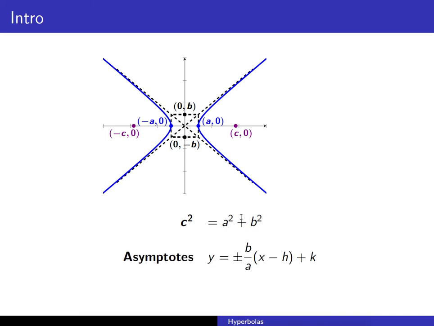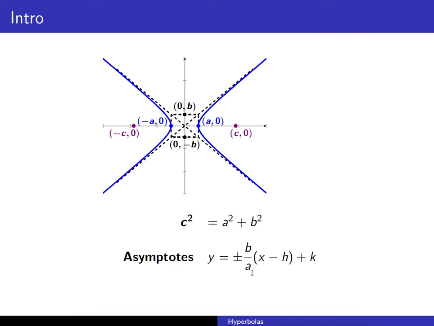You also have these asymptote lines, which will guide how wide open your hyperbolas are. And if (h, k) is your center, then the slope of your line is going to be a rise of b and a run of a. So b over a is our slope.